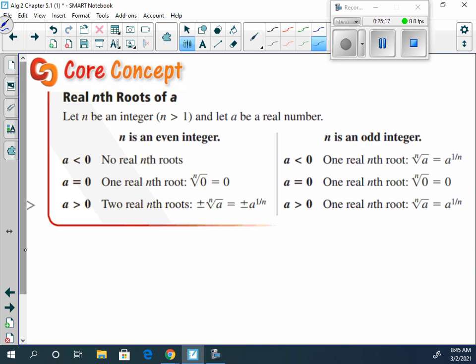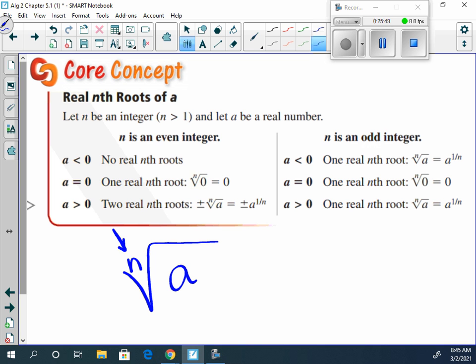Okay, so what this is saying is I have a radical. Let n be an integer greater than 1. So n is our root, whatever root we're taking, and a is the number inside the radical. So in this one, n is even. That means n is divisible by 2. So we either have a square root, a fourth root, a sixth root, an eighth root, and so forth.